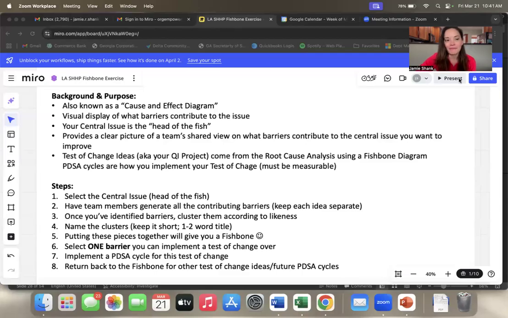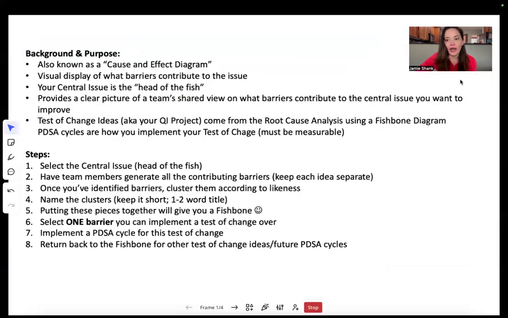All right, folks. So just a quick recap. What is a fishbone diagram? It's also known as cause and effect. And essentially what you're going to do is begin to visually depict what are the barriers, what are the challenges, what are the gaps that contribute to a central problem that you and your quality improvement team are focused on.